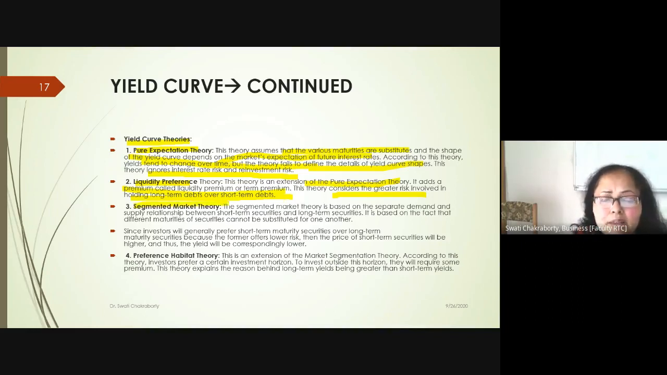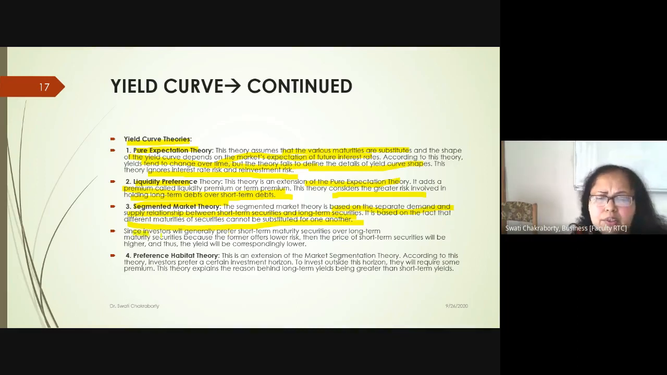Third is segmented market theory. It says that there is a separate demand and supply relationship between short-term securities and long-term securities. It is based on the fact that different maturities of securities cannot be substituted for one another. See, pure expectation says that they can be substituted. Here, segmented market theory says they cannot be substituted.